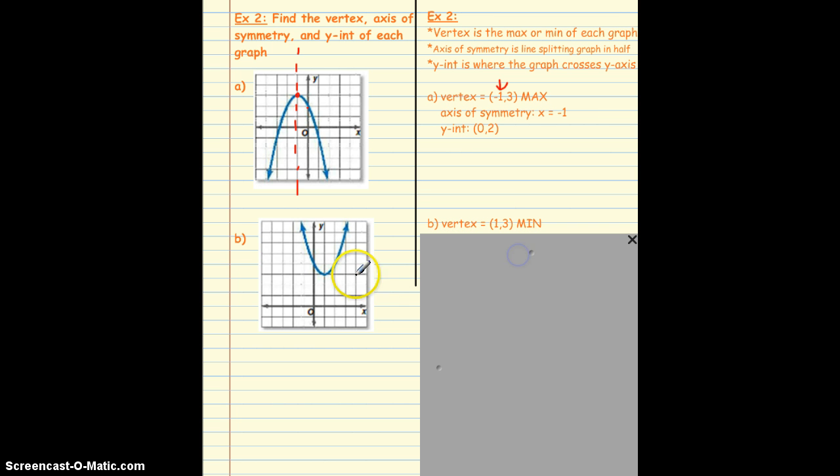Your vertex should be right here down at the bottom. Okay, this is at 1, and then we have to go up 1, 2, 3. So our vertex is at 1, 3, and it's the bottom of the graph, so it is a minimum. All right, then using that point, our axis of symmetry is right here, this dashed line, and it's when x equals 1. Again, it's the x value in our vertex. And then the y-intercept, the graph crosses the y-axis right here, and it's when x is 0 and y is 1, 2, 3, 4. So we label the y-intercept as 0, 4.